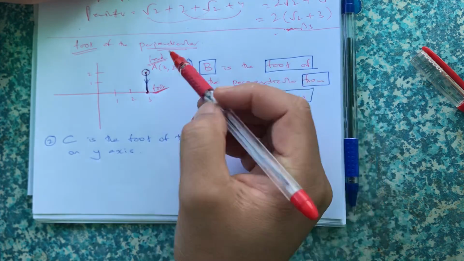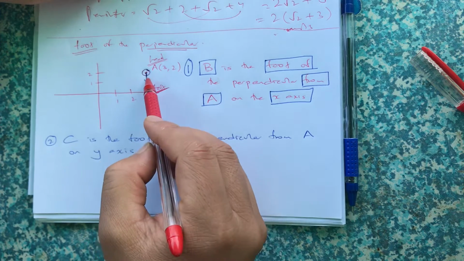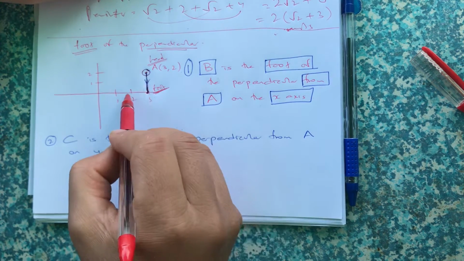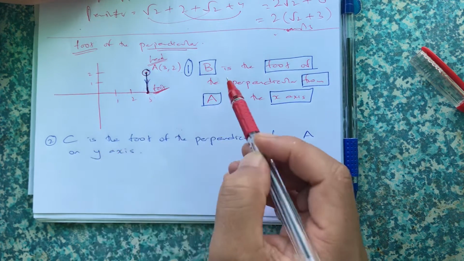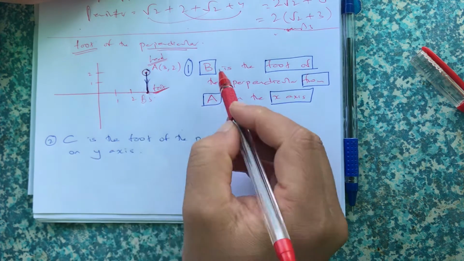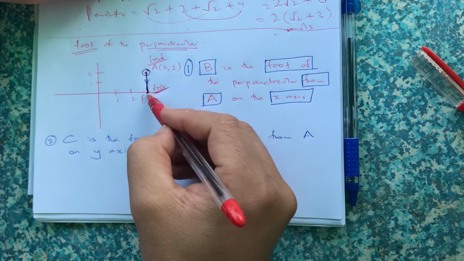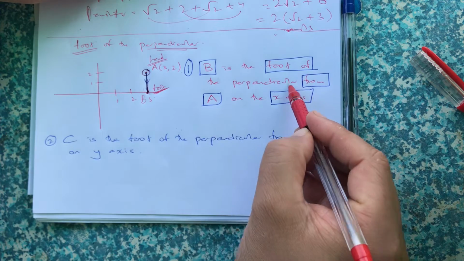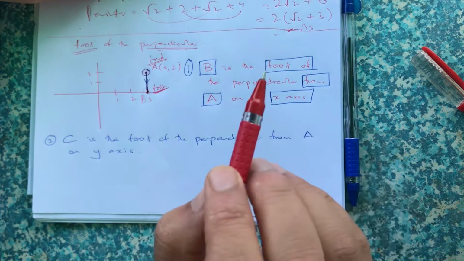From where have you drawn this? I've drawn it from A, so we call it from A. But where have you drawn? On the x-axis. Okay, so if I call this B, then B is the foot of the perpendicular. So B, this point, is the foot of the perpendicular, from A on the x-axis.